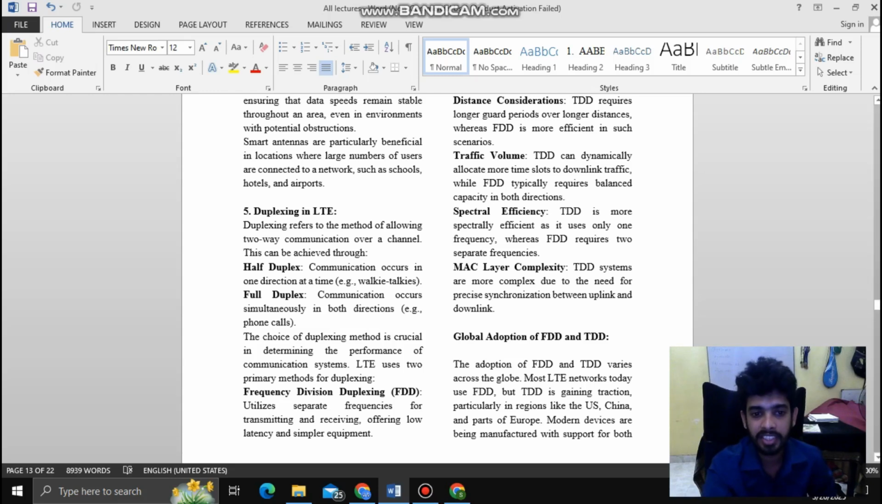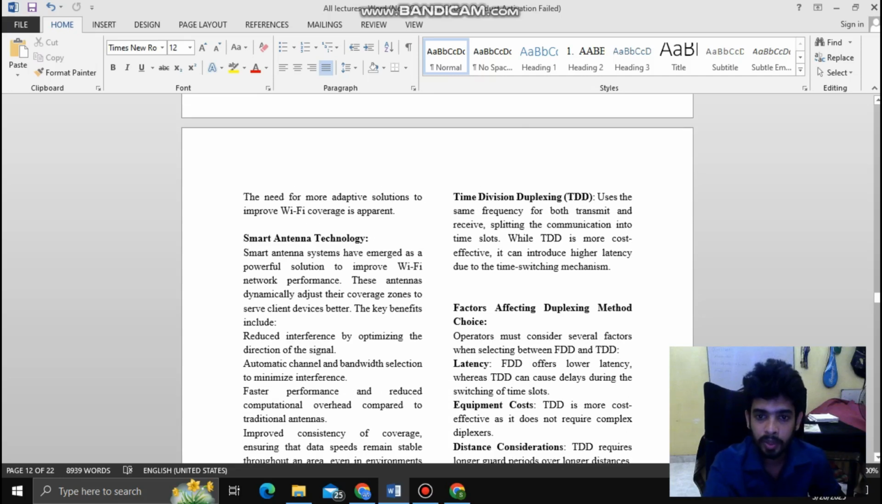Then frequency division duplexing. This separates the frequencies for transmitting and receiving. The next one is TDD, time division duplex, which uses the same frequency for both transmitting and receiving. So this is very cost effective.